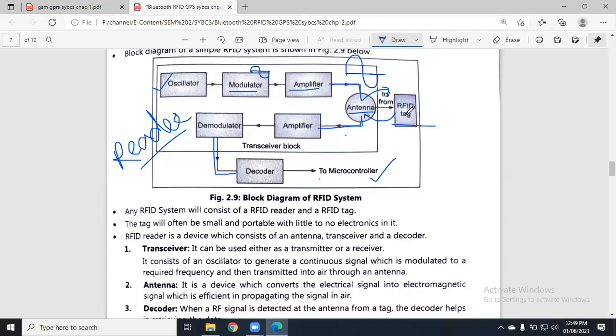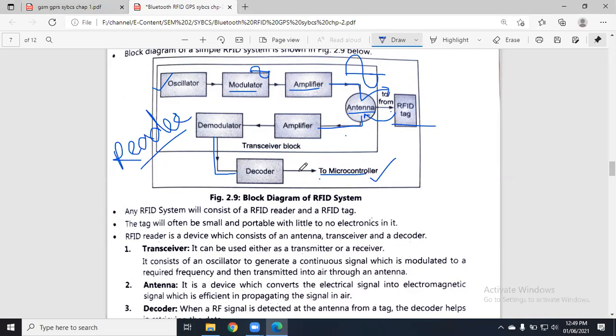Whenever you bring that tag close to this reader, what will it do? It will read the information on the tag and it will do the entire process. Who will do this entire process? The reader. And the output of the reader is given to the microcontroller circuit.